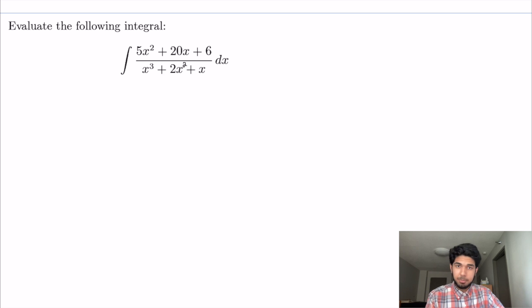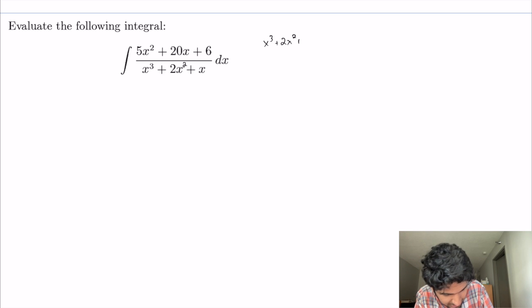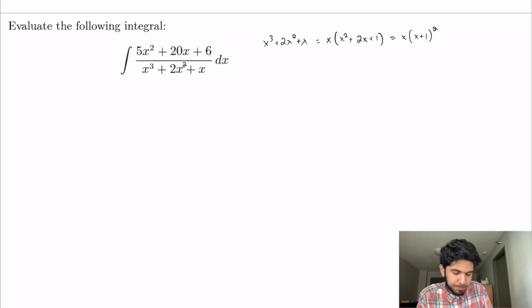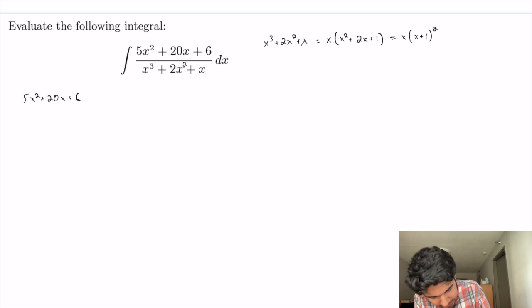So the first thing we did in the previous example with partial fractions is we factorized the denominator. So let's do that. x cubed plus 2x squared plus x. Well, I can factor out an x from all of these terms to get x times (x squared plus 2x plus 1). And I notice that that second term is equal to (x plus 1) squared. Okay, so our fraction becomes (5x squared plus 20x plus 6), and then the denominator can be rewritten as x times (x plus 1) squared.